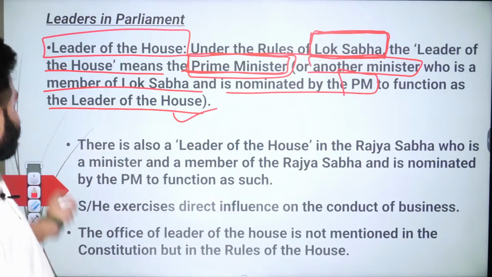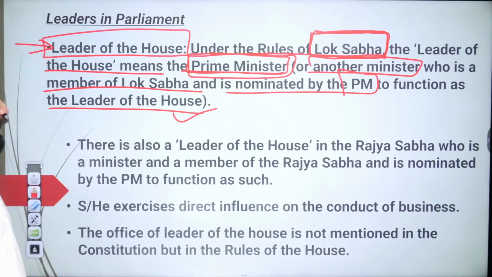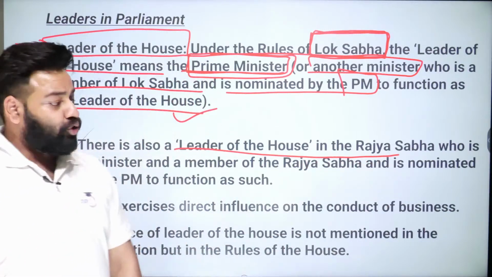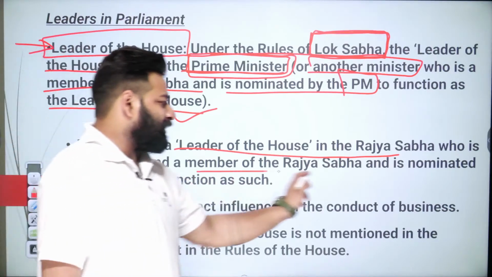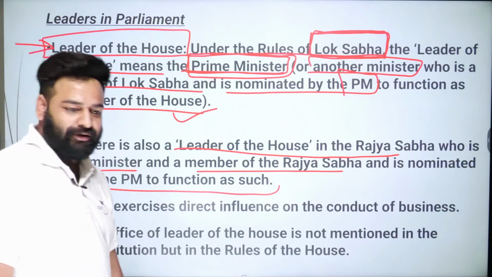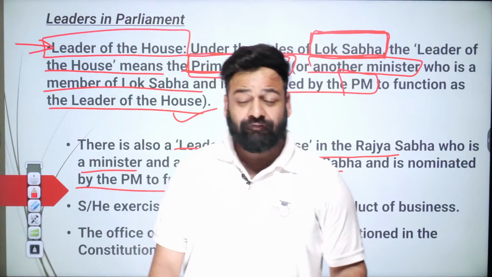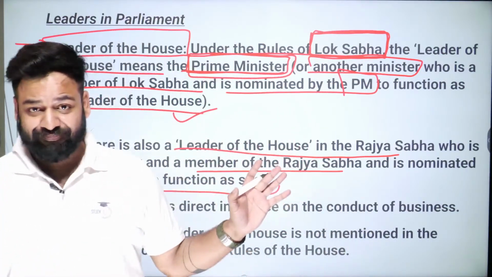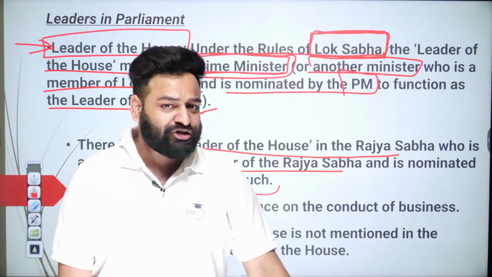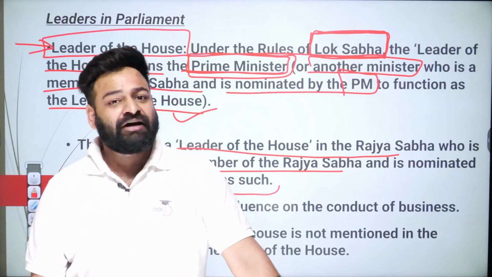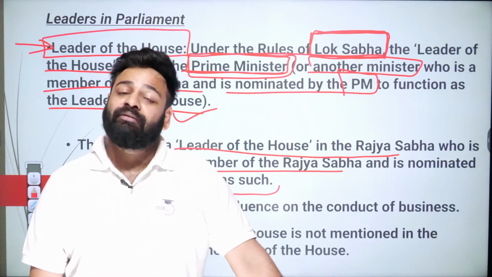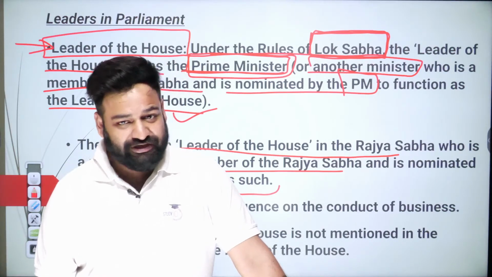Okay, so this is what the term leader of the house means. There is also a leader of the house in Rajya Sabha who is a minister and a member of the Rajya Sabha and is once again nominated by the PM to act as such. Remember, leader of the house of Lok Sabha and Rajya Sabha, they both are different. In Lok Sabha, it is the Prime Minister or any other minister as nominated by the Prime Minister. But in Rajya Sabha, the leader of the house is not the Prime Minister, but a minister from the Rajya Sabha nominated by the Prime Minister itself, right?